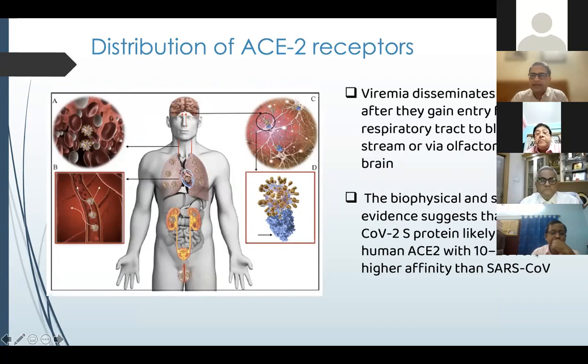Now, the distribution of ACE2 receptors is actually very wide. It's not only the lung. It is the blood vessels, the other organs, the brain, and they can also be circulating inside our system. And the biophysical and structural evidence suggests that the SARS-CoV-2 spike protein is likely to bind with the human ACE2 at a 10 to 20-fold higher affinity than SARS-CoV-1, the initial one. So that's why this COVID infection is much more dangerous than the previous outbreaks.